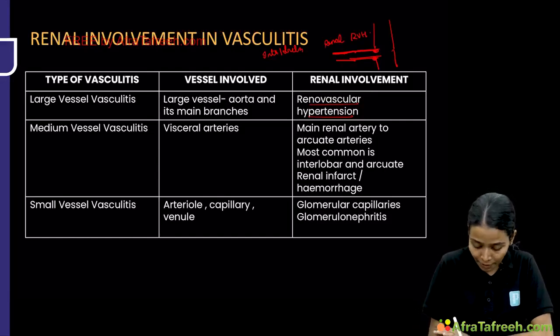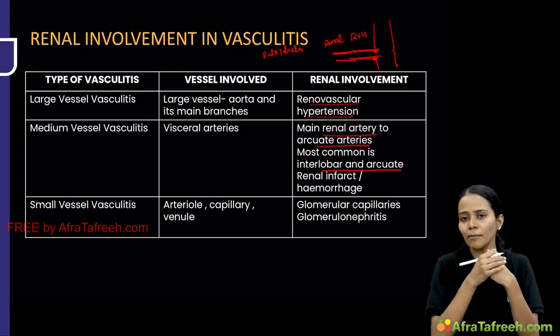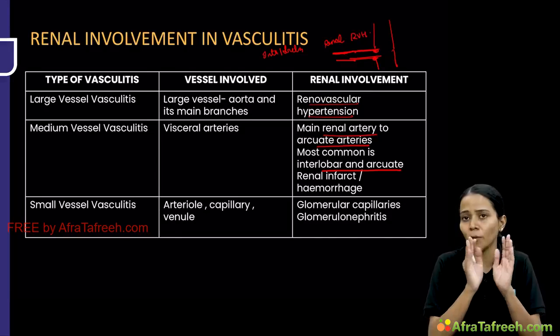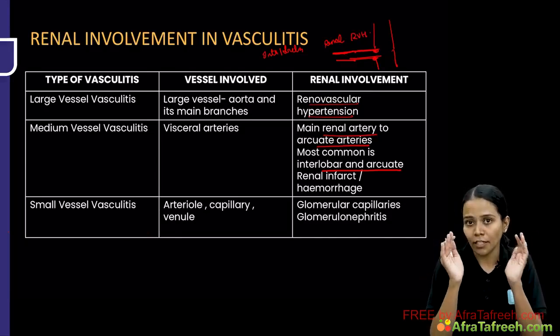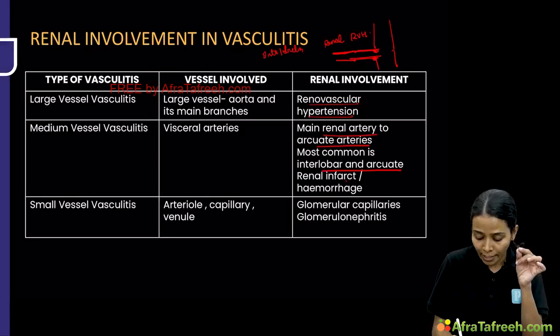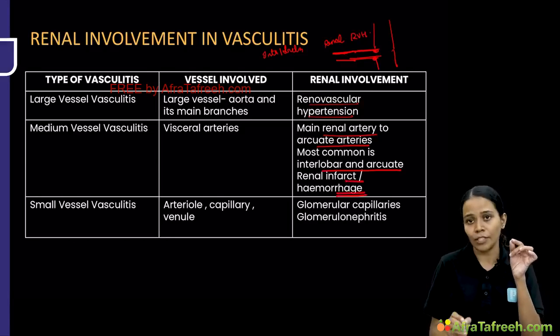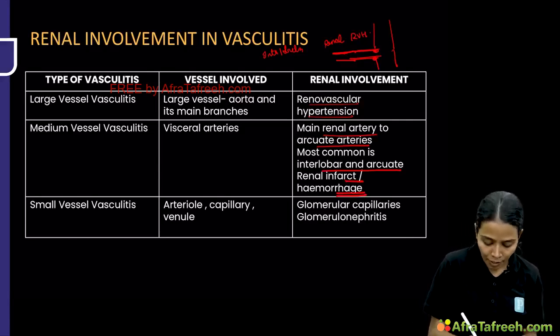See, it involves the main renal artery to the arcuate arteries, and most common is interlobar and arcuate artery involvement. Sometimes the interlobular artery can also get involved, but the interlobar and arcuate arteries are the main areas of involvement. So here, if there is inflammation and thrombus, then you are going to see renal infarct and renal hemorrhage.